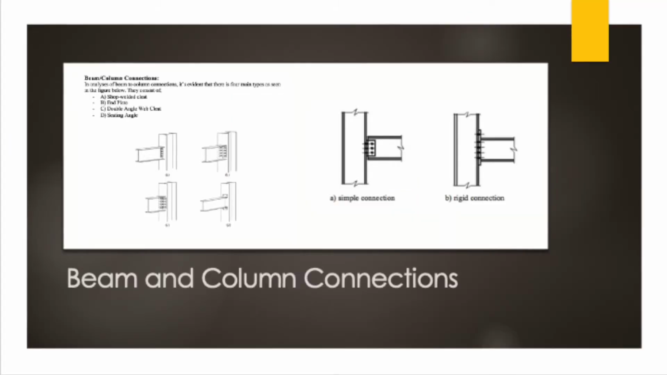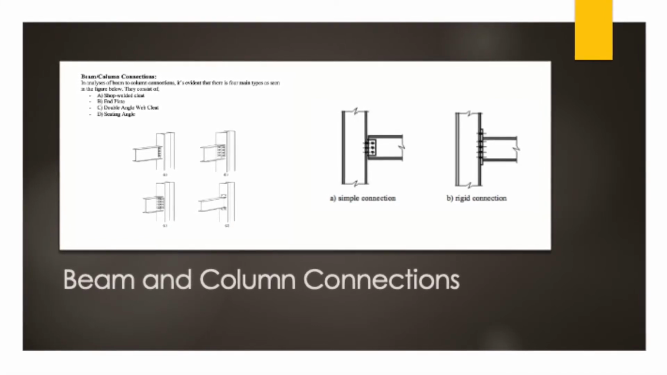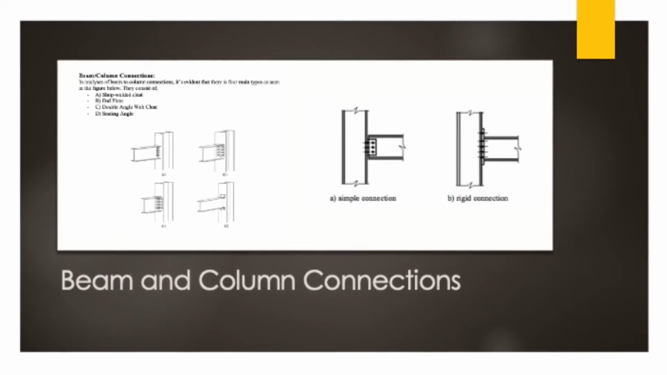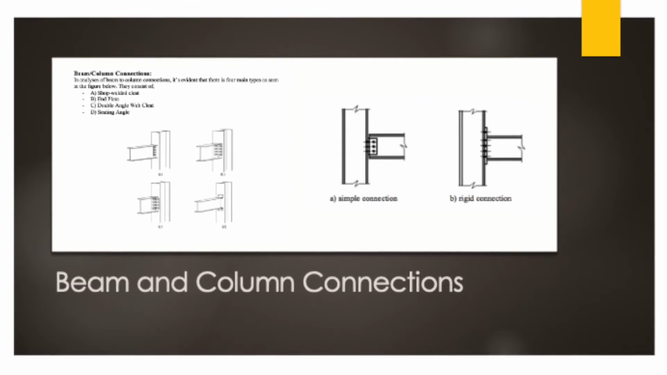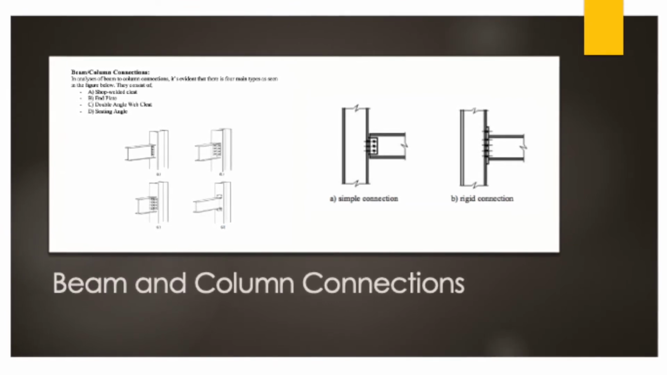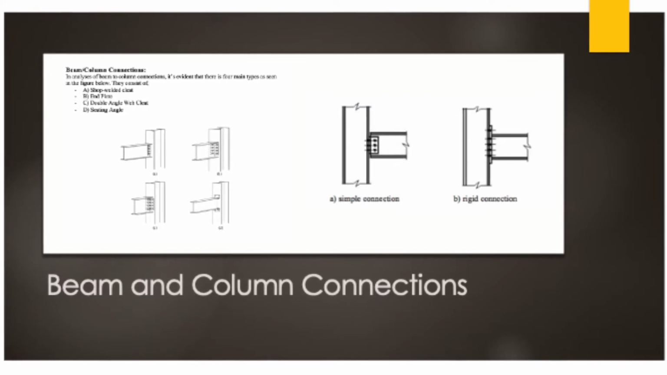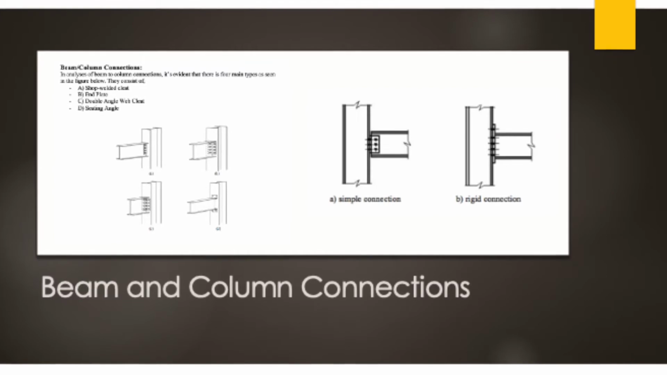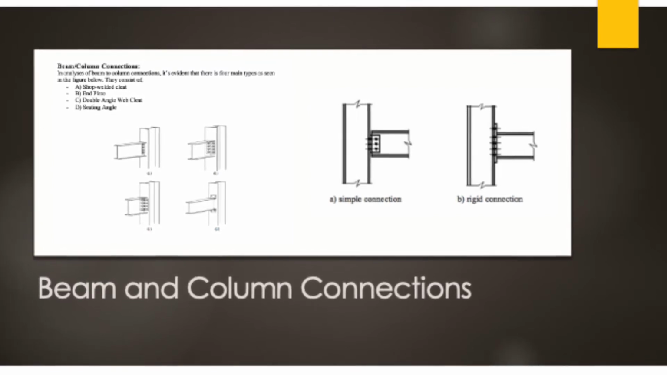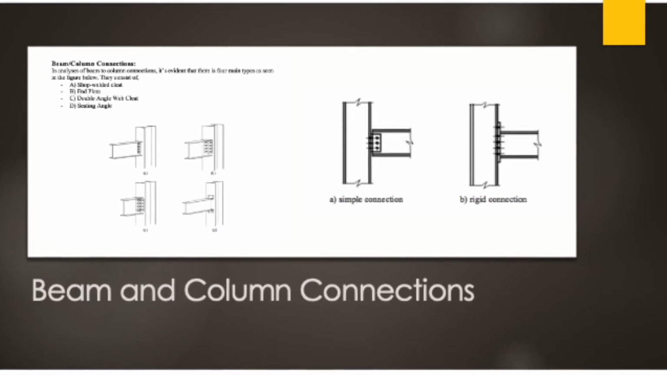Next comes the type of connections that connect the beam and the column together. Firstly, we have a simple connection and a rigid connection on the right diagram, and on the left you can see a beam to column connection. There are 4 main types of beam and column connections seen below. Firstly, a shop welded cleat. Secondly, an end cleat. Thirdly, double angle web cleat and seating angle, as seen in A, B, C and D.